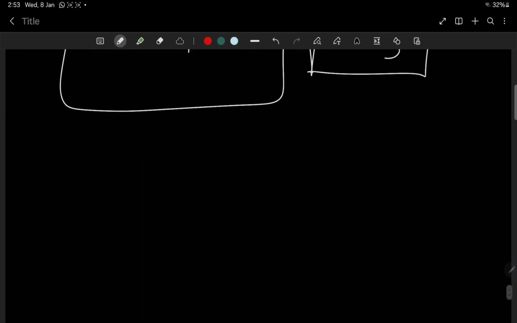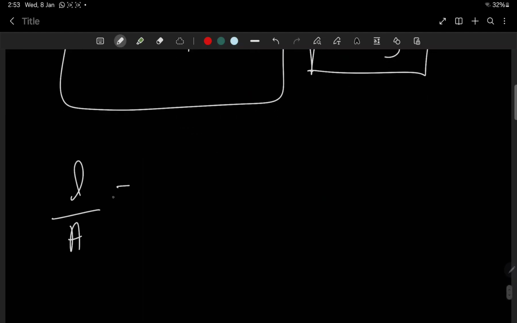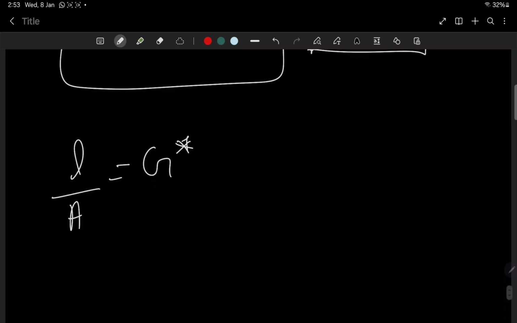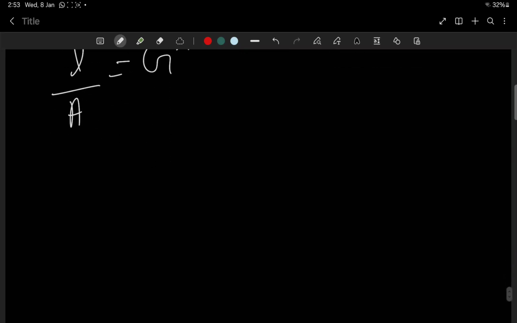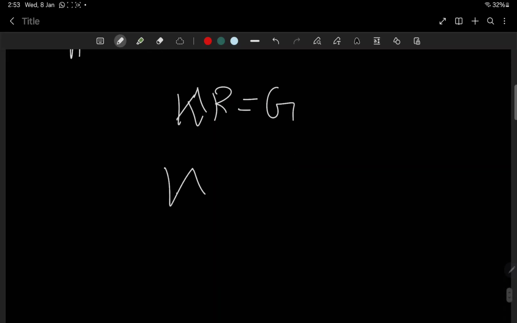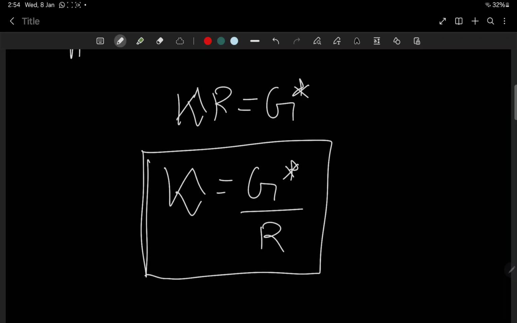You know that G star, that is L by A, is the cell constant. This can be found out by calculating the length of the column and area of the plate of the conductivity cell. So from here, you know that kappa into R is equal to G star. So kappa can be calculated as G star by R. So we get conductivity.